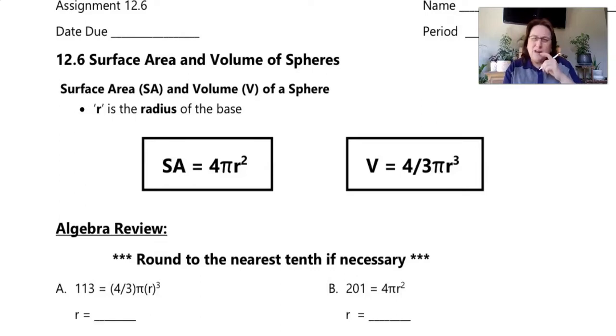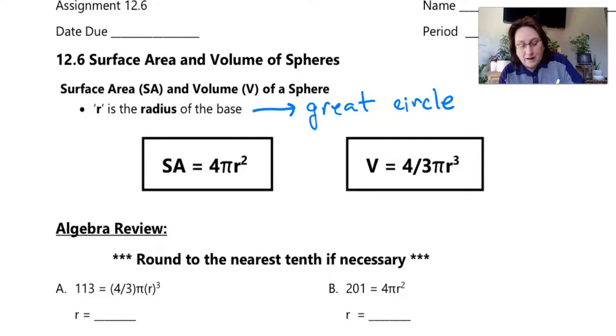Well, wait a minute. Do we have a base when we talk about spheres? If we are dealing with hemispheres, then yes, we do. Otherwise, guys, the other thing to think about is that this is the radius of the great circle. Let me erase this and make it a little bit better. The radius of the great circle. And remember, I talked about that in our vocab video.